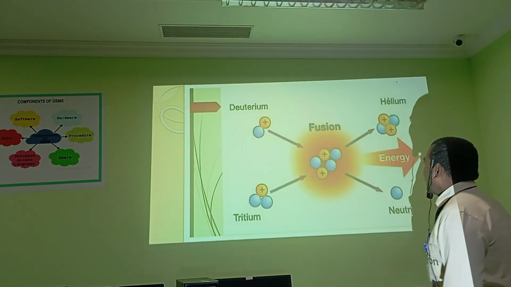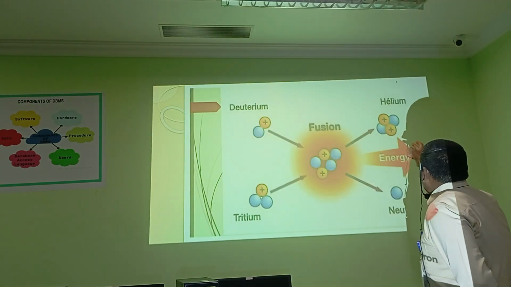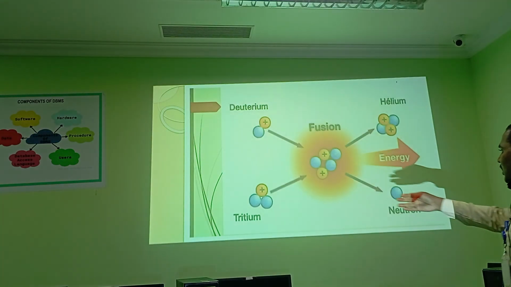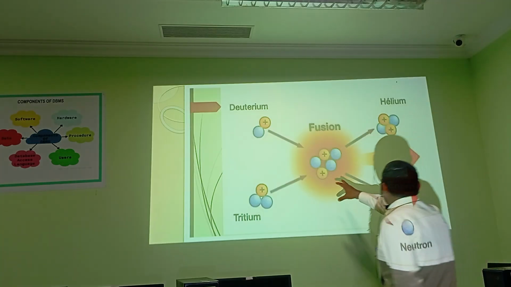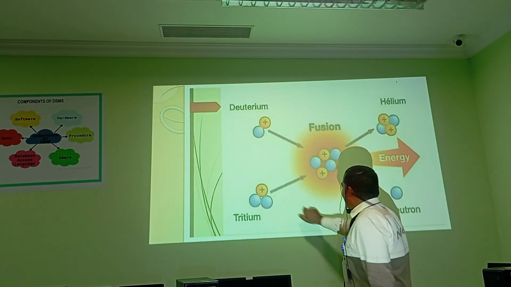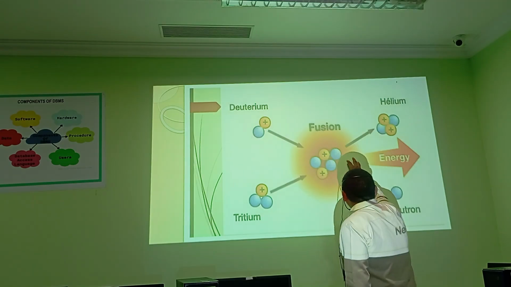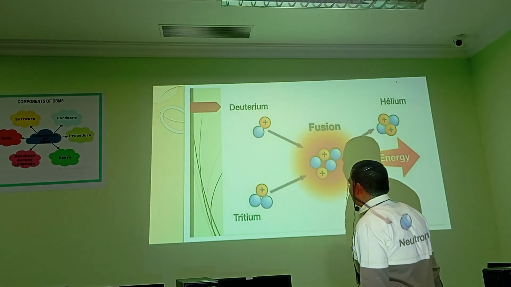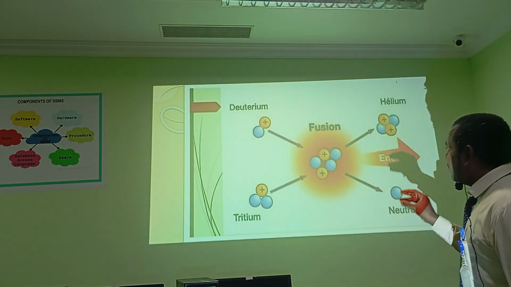Say deuterium, helium, a neutron, and tritium are added to the fission to form energy. A small amount of energy is added to the fusion, and the energy will be released. It is called the fusion type of method.